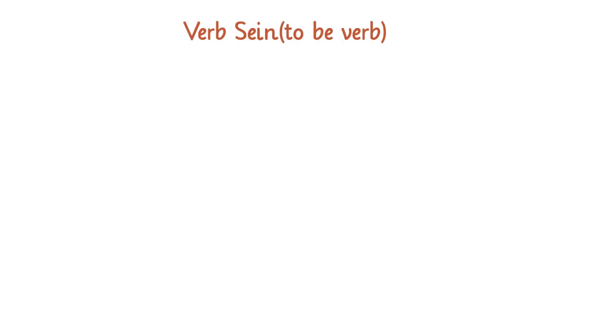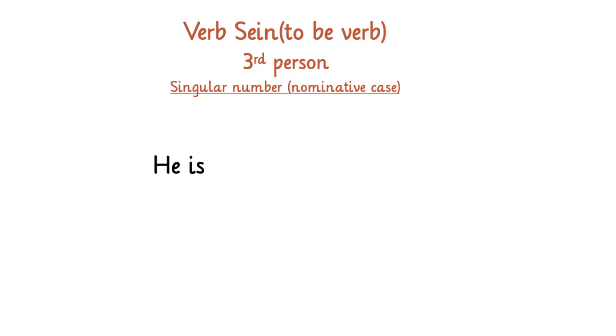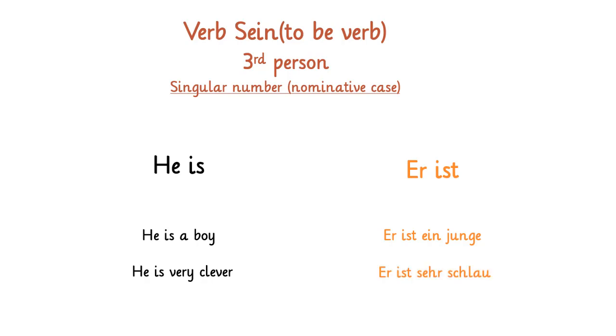And now we are moving to third person. In singular number we get he is, which is equivalent to German er ist. For example, we can say, he is a boy. And in Deutsch we say, er ist ein Junge. And the next example is, he is very clever. In German we say, er ist sehr schlau. Here very means sehr, and clever means schlau.